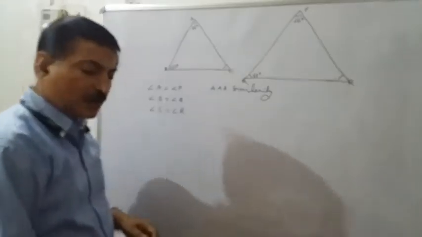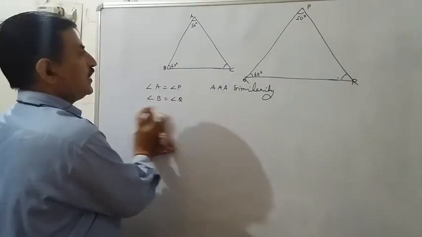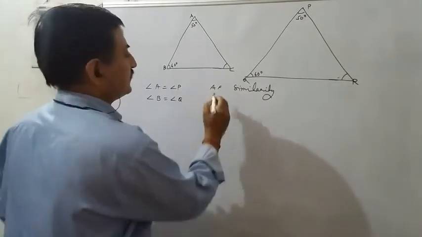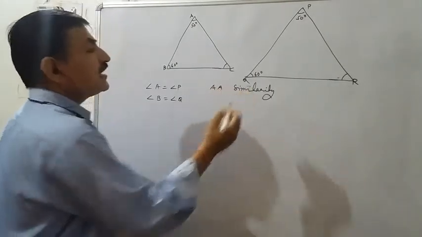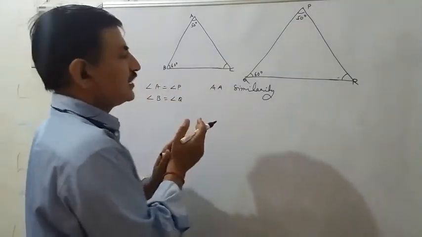So if only two angles are given, angle A equal to angle P and angle B equal to angle Q, then by AA similarity they are similar. By AA similarity they are similar. So two similarities you have seen: AAA similarity and AA similarity.